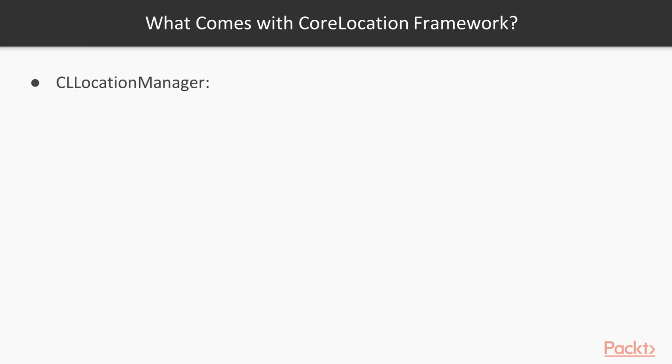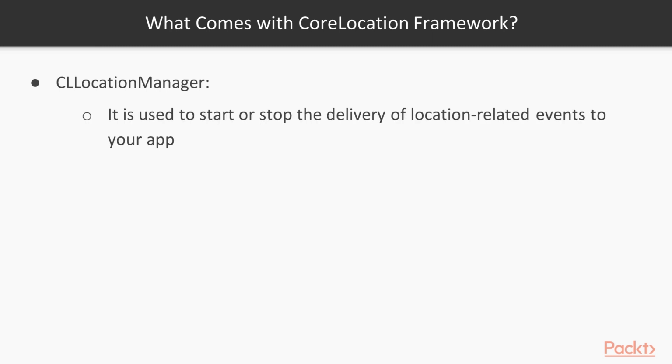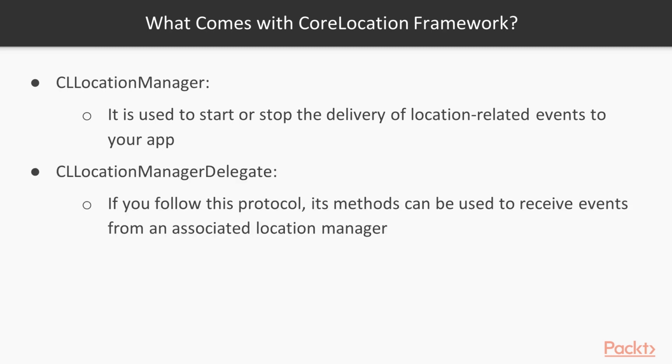Now, what comes with the framework? There are a lot of things. First and foremost is the CoreLocation Manager. Now, it is used to start and stop the delivery of location-related events to your app. Now, the CoreLocation Manager delegate is a protocol that you have to follow in order to get the event updates. So its methods can be used to receive the events from the associated location manager.